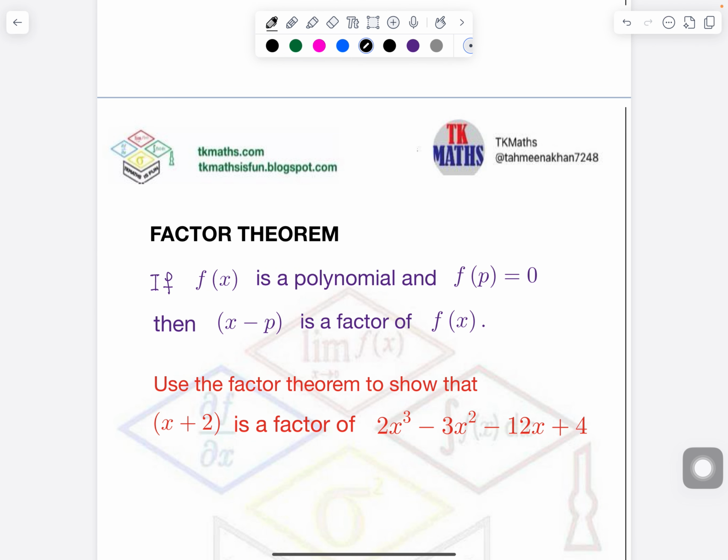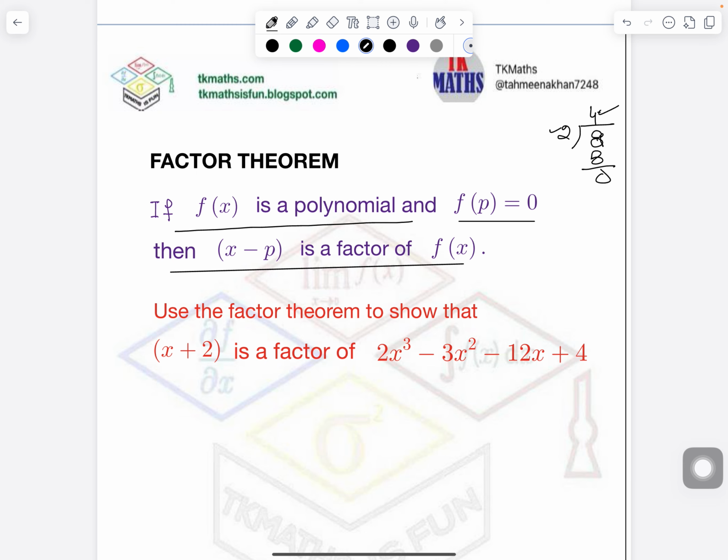I have already explained it to you. In number system, if your remainder is 0, then divisor and quotient are your factors. But in polynomial, what does it mean? Now this language: if f of x is a polynomial and f of p equals 0, then x minus p is a factor of f of x. Very few people will understand this language at first reading. So let's understand this with the help of the example here.